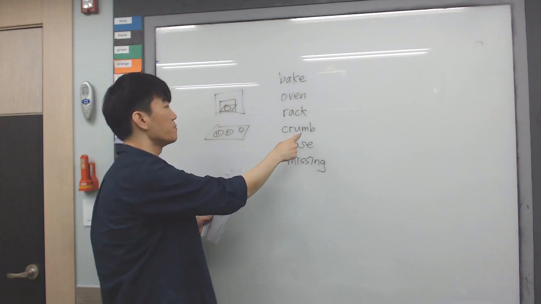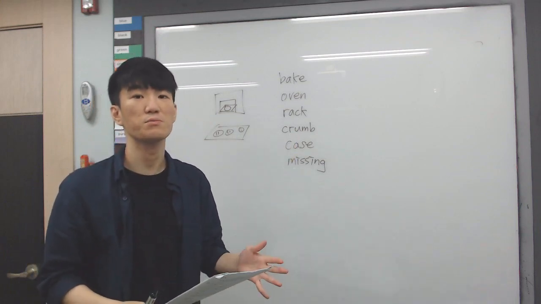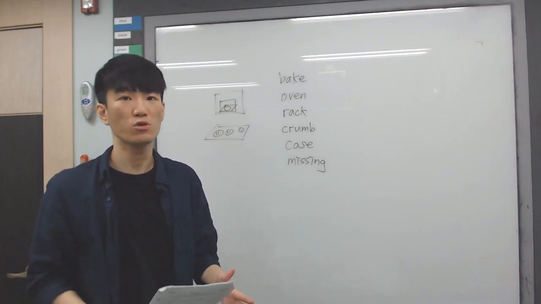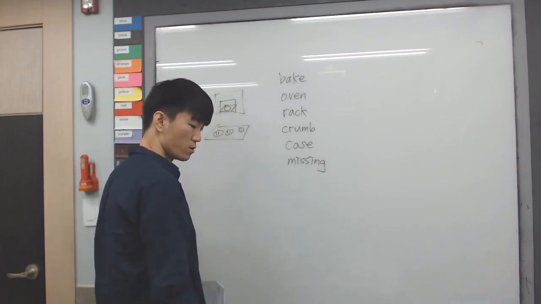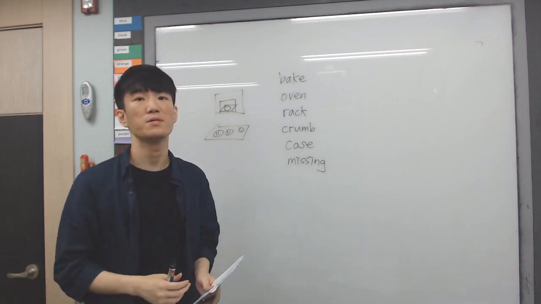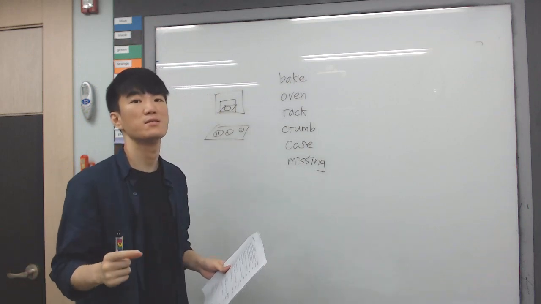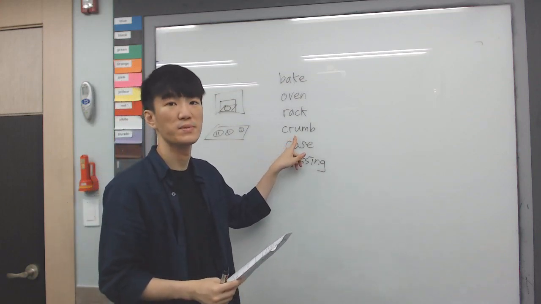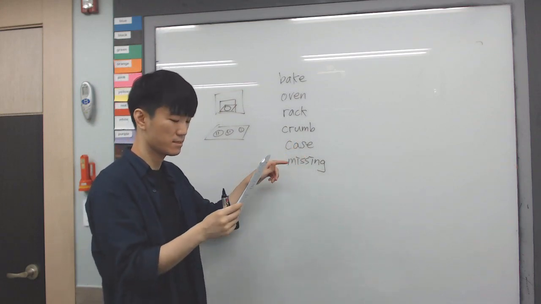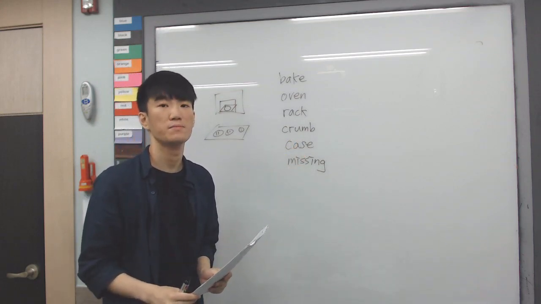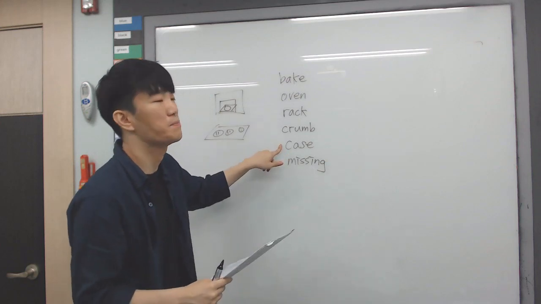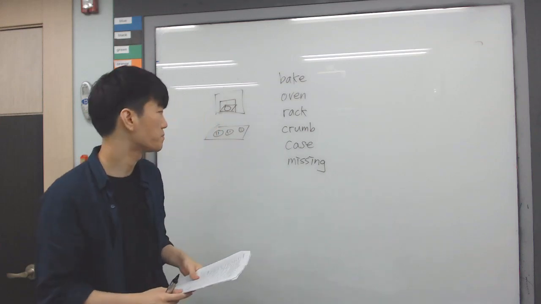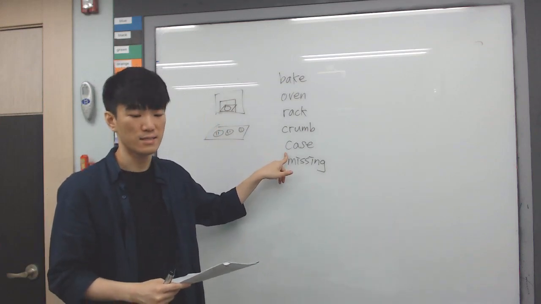And next one, crumb. Crumb is a very small piece of food. So when you are done with eating some food on the floor or on your table, there might be really small pieces of that food you ate. So that is called crumb. And case. So the definition is problem. So if something happened, and I'll tell you later, because our title is case something.